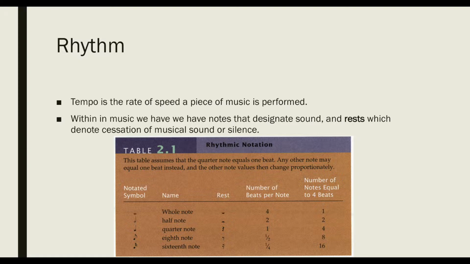The next element of music is rhythm. Tempo is the rate of speed a piece of music is performed, which could go fast or slow. Within music, we have notes that designate sound, and rests, which denote where sound isn't, the silent part. So we have rests and we have notes, and each one tells you how long you're supposed to hold or rest for. We'll do a few examples of reading rhythms and clapping along together, but before we get going, let's talk about some more things that are important in rhythm.